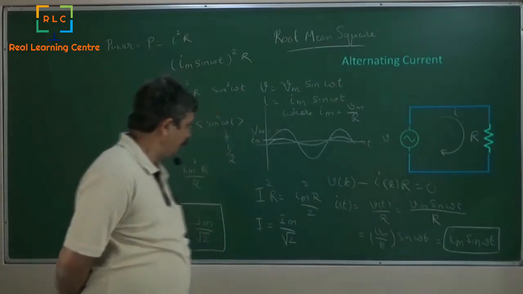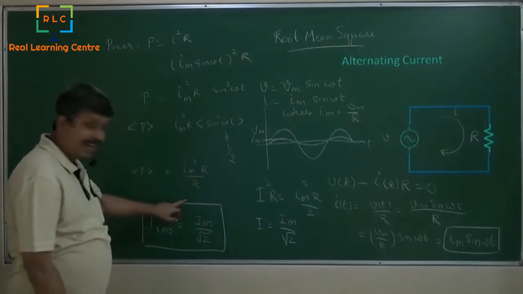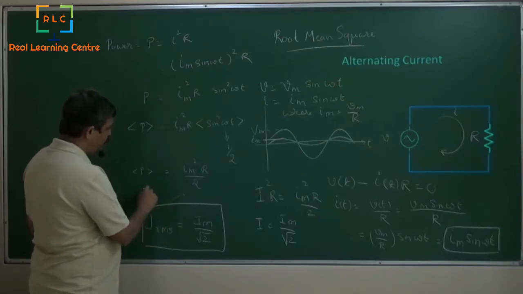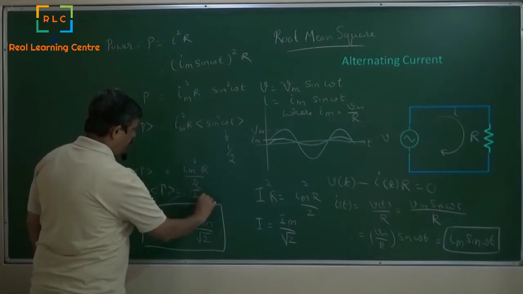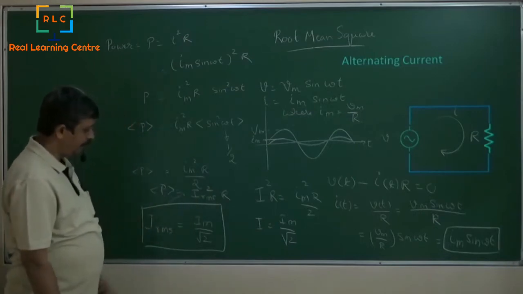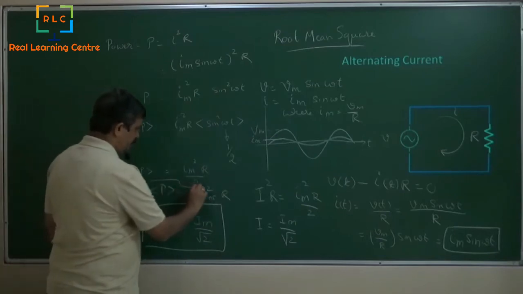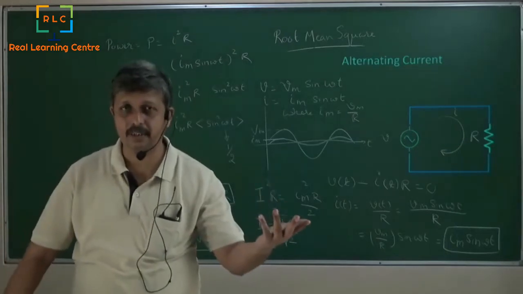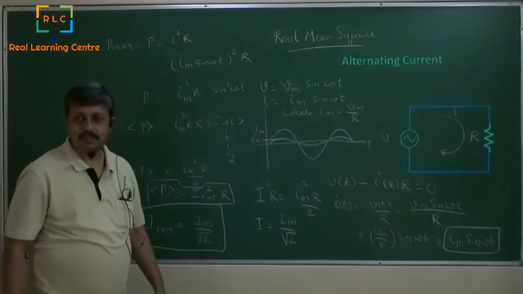Now the power, when you substitute that here, then average power simply becomes IRMS square into R. That is, Im by root 2 square into R. This is similar to the way we work with the DC. I square R is the power. So here also it is I square R, it's just that it is the RMS value of current.